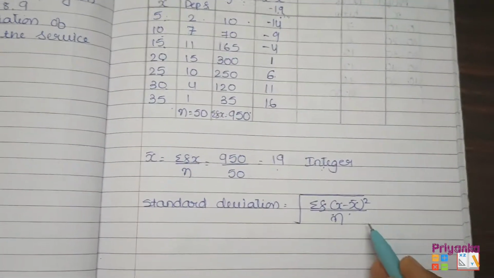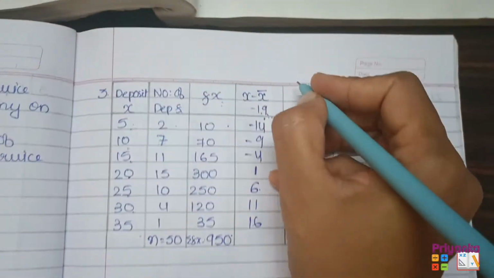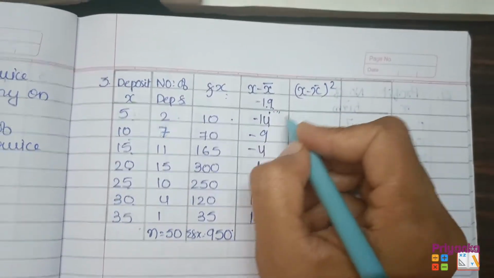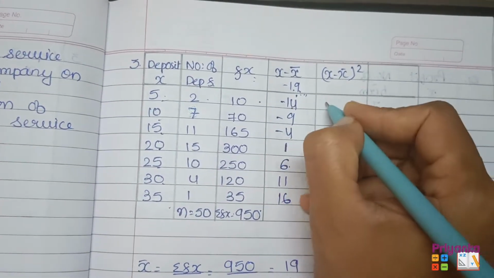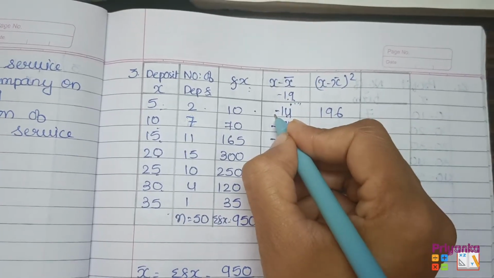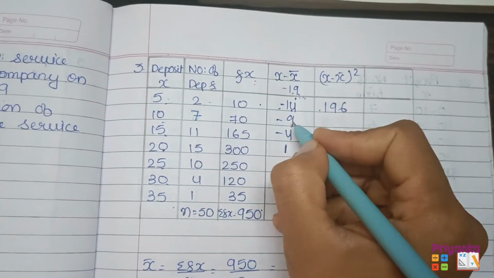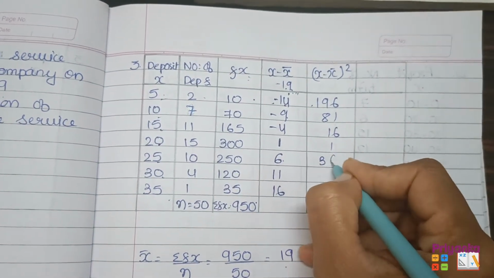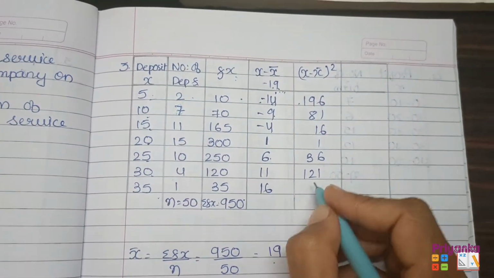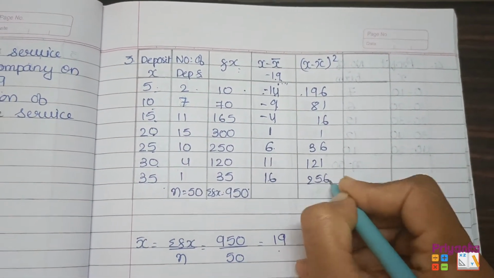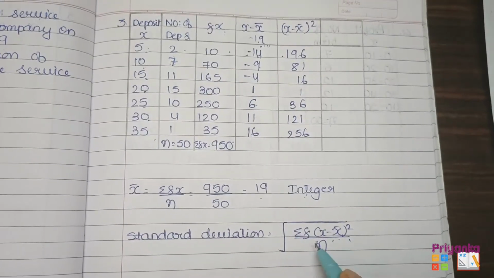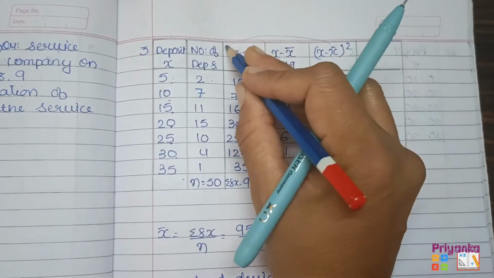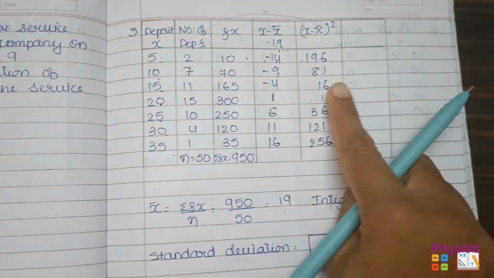Now again you can see here we need the square of x minus x bar. So take the column in the square, that is 14 into 14. Here you will get 196, and the minus sign will be turned into plus. 9 nines are 81, 4 fours are 16, 1, 36, 121, and 16 into 16 we get 256. Still we don't need this column, we actually need it with frequency. So this column will get multiplied with the frequency column.